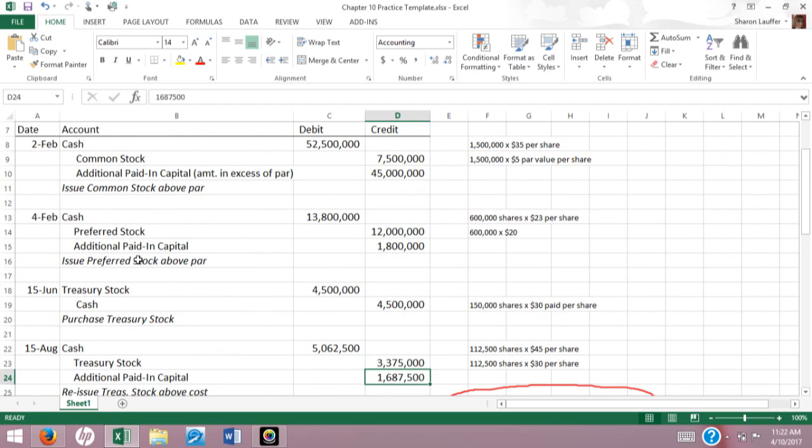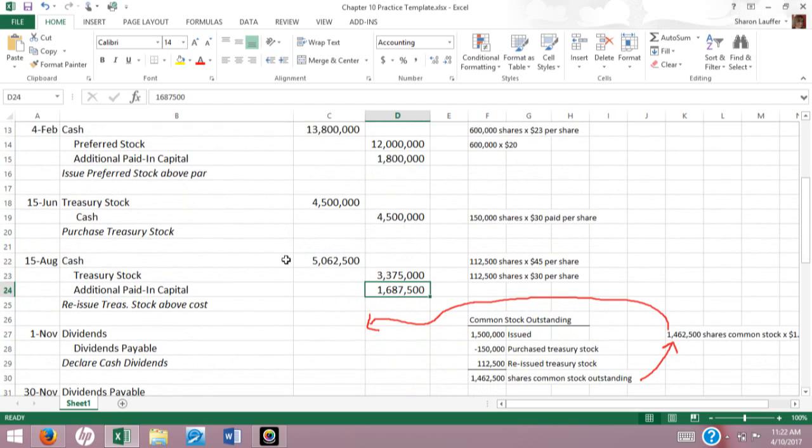And then nothing happened on the 4th with our common stock, or the 15th of our common stock. Oh, we did, I'm sorry. On the 15th, we repurchased some common stock. So we repurchased 150,000 shares. So I'm down here. 150,000 shares comes from up here on June the 15th. So I'm going to subtract those out because we repurchased those.